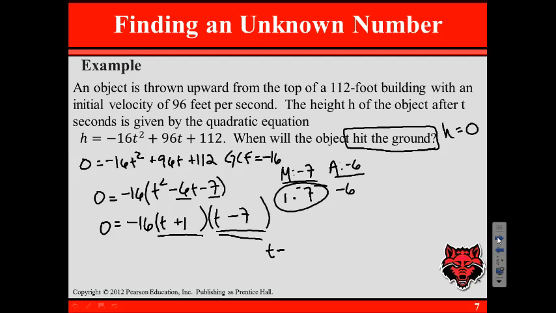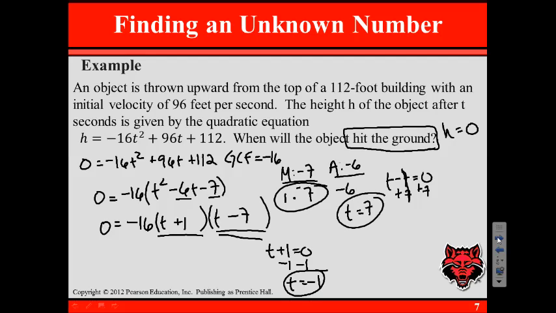That gives us t plus 1 equals 0. Subtract 1 from each side, and we're left with t equals negative 1. The second equation, t minus 7 equals 0. Let's go through the process. We add 7 to each side, and that will give us t equals 7. So the two possible answers are t equals -1 and t equals 7.